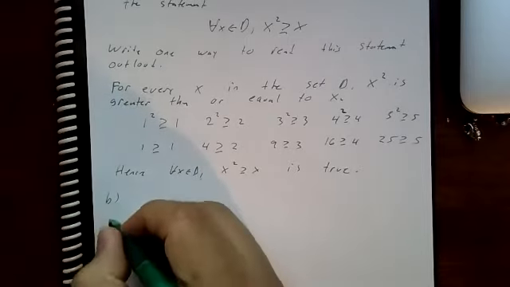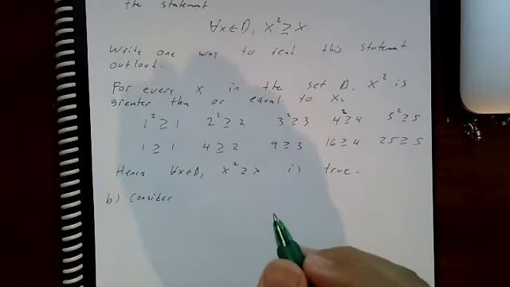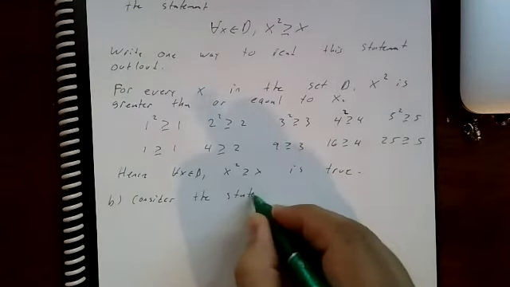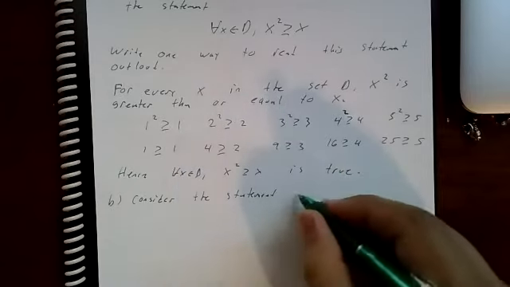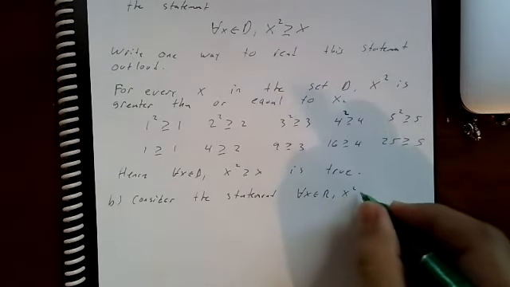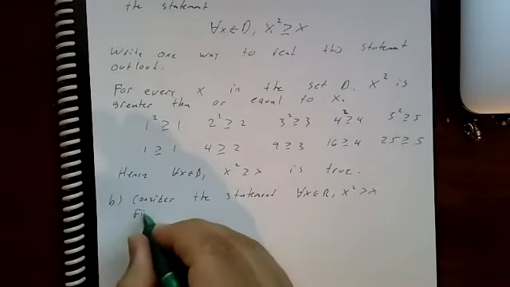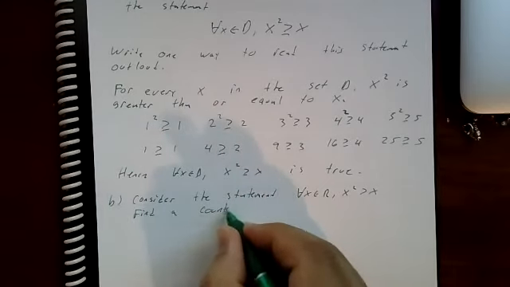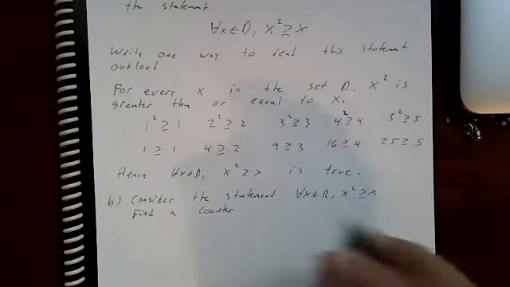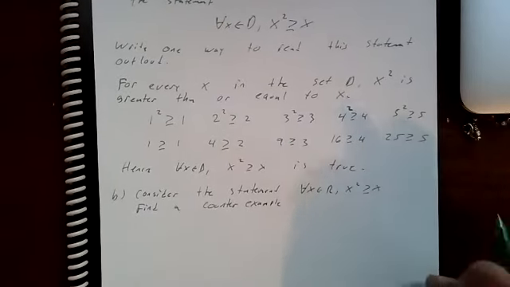Part B. Consider the statement, so part B here. For all x in R this time, x squared is greater than x. So the instructions are find a counterexample, because one example that violates this, x squared greater than or equal to x, will disprove it, basically show you that it is not true.